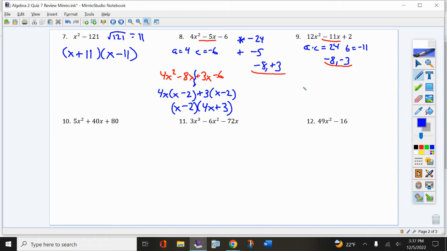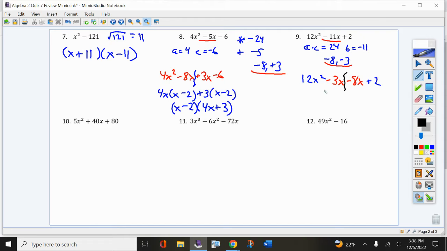And again, these will replace the middle. We'll go more color-coded this time. So I keep the first term, 12x squared. I replace the middle with negative 3x and negative 8x, and I keep plus 2 on the end. Now I factor by grouping.